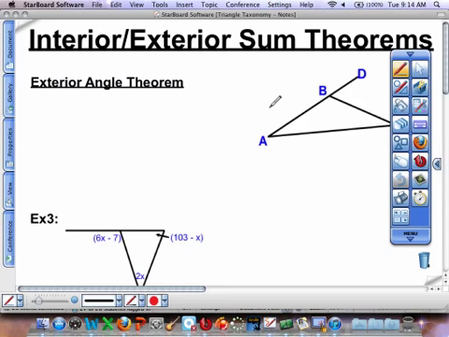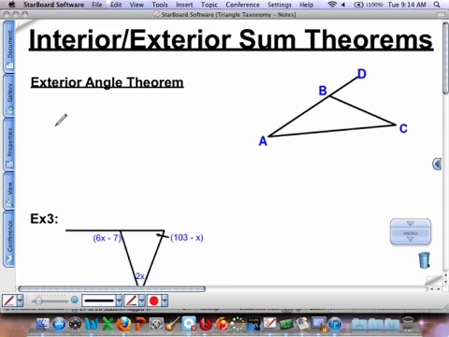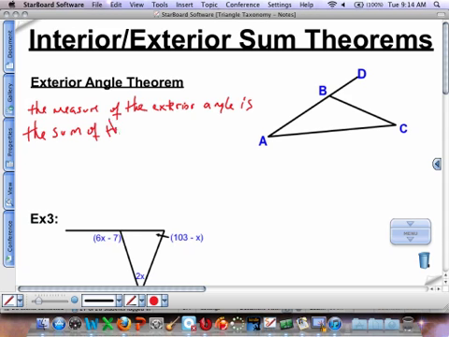So as we basically just stated, the exterior angle theorem says that the measure of the exterior angle is the sum of the two remote interior angles.